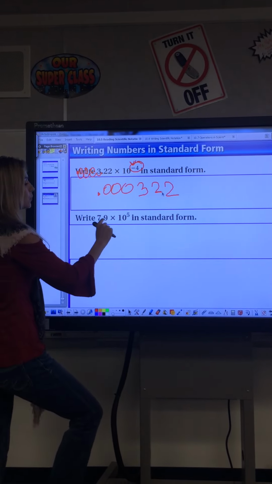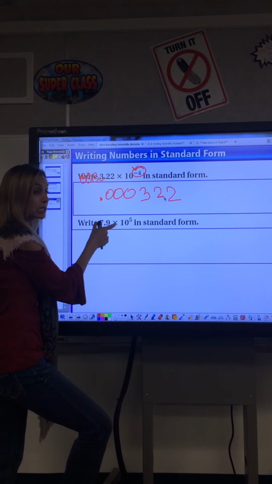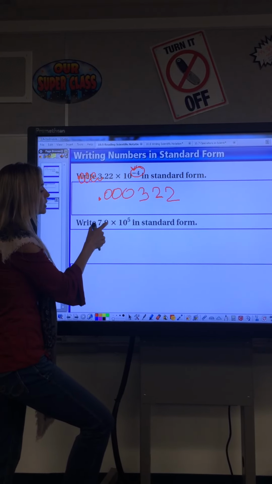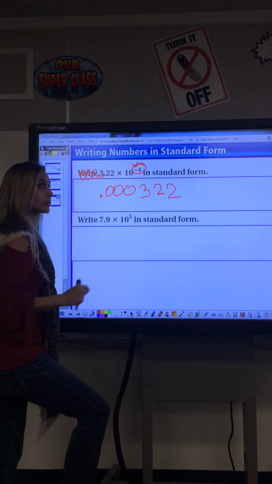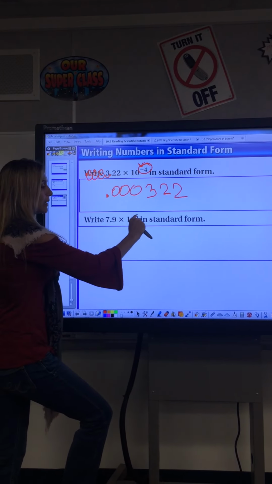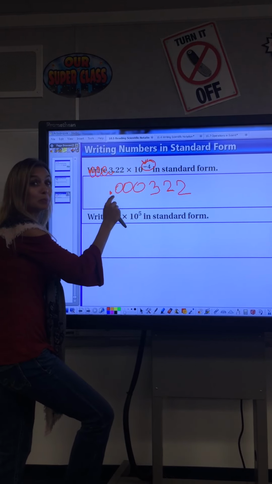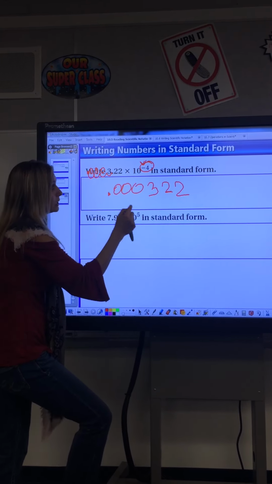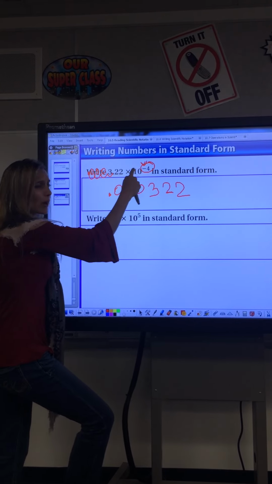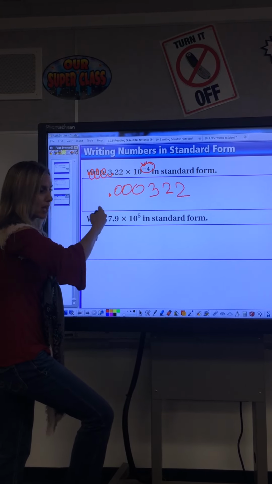In here we have 7.9, which we can see is written in scientific notation, times 10 to the 5th power, where my exponent is positive, right? Well, if it's positive, I know this number is going to be bigger than 1 or greater. And here it was negative. I knew I wanted to have a decimal, right? I was going to the left.